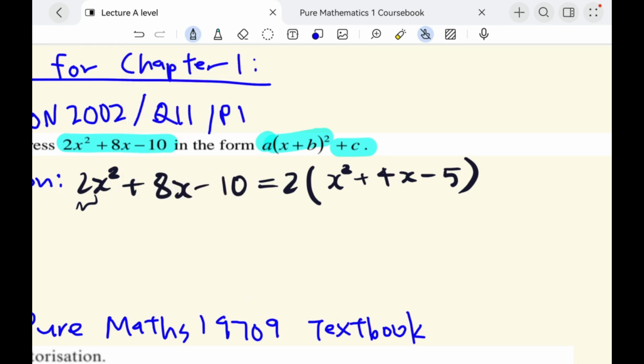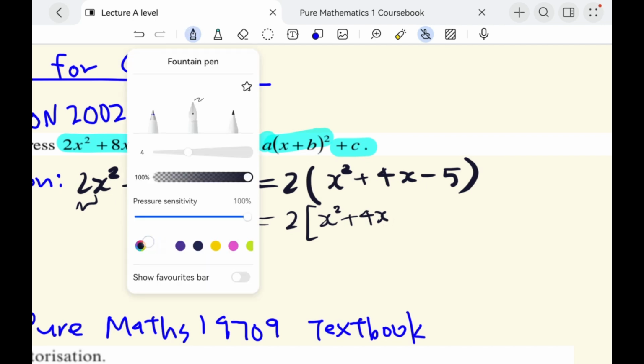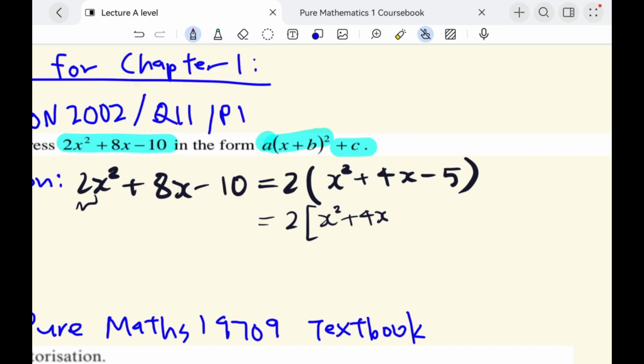plus and minus of the bracket square of this 4 over 2. Okay, or b over 2a. That means you need to divide it by a first and then divide it by 2 and bracket square, plus or minus in order to satisfy this equality. So I put square bracket x squared plus 4x. So this part is important, which is plus 4 over 2 square, minus 4 over 2 square and minus 5.